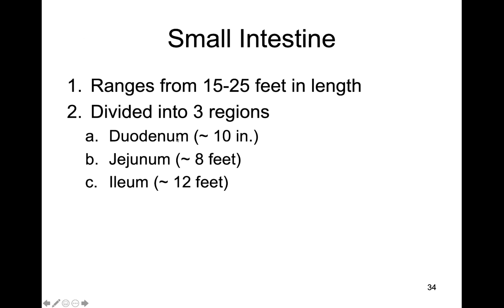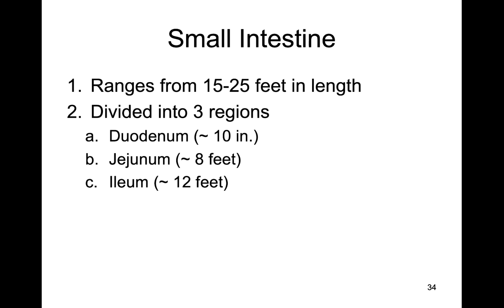So the duodenum is about 10 inches long, the jejunum is 8 feet, and the ileum is 12 feet. It's difficult to tell where one ends and the next one starts, so I don't really expect you guys to know these numbers. But in total, it ranges from 15 to 20 feet long. And if someone gets tapeworms, that's where they live, in the small intestine.